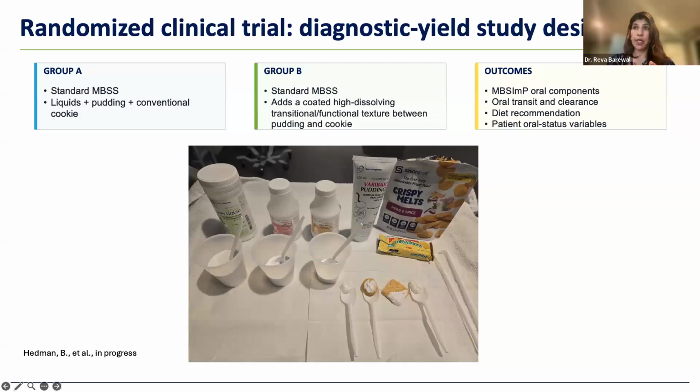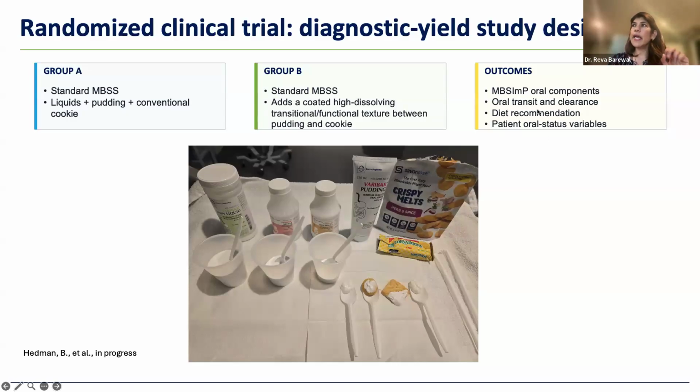liquid trials, the pudding, the barium pudding, and then a conventional Lorna Doone cookie cut to the appropriate size. Group B had the standard modified barium swallow study, but they added, and it's Brian Hedman, who is just a wonderful person to work with, a great leader, and he's a PI on this study, and he's adding a coated, basically he's coating the high dissolving transitional, so the trial goes between the pudding and the cookie.